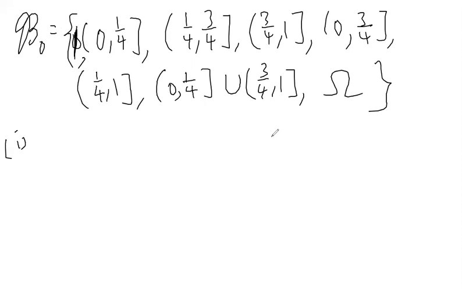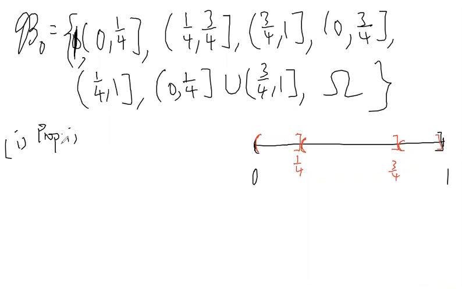Actually, this one you can basically visualize very easily. So this is 0, 1. Basically, you have 0 to 1/4 here, 1/4 to 3/4 here, and 3/4 to 1 here. These 3 pieces. So property 1 is okay, because Omega is inside B.